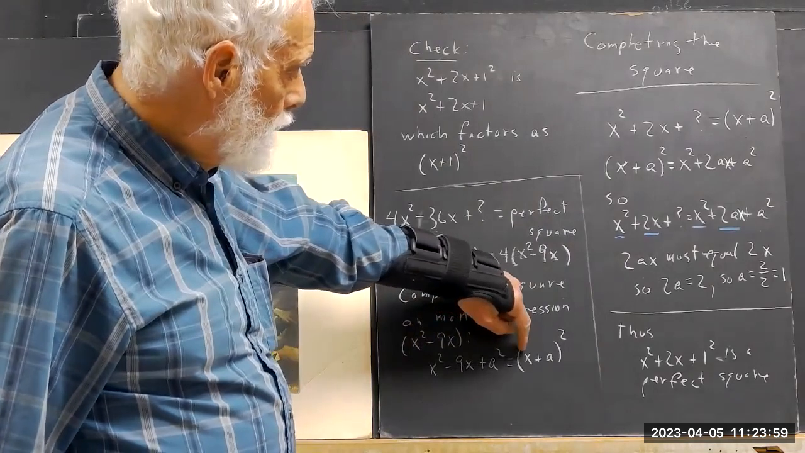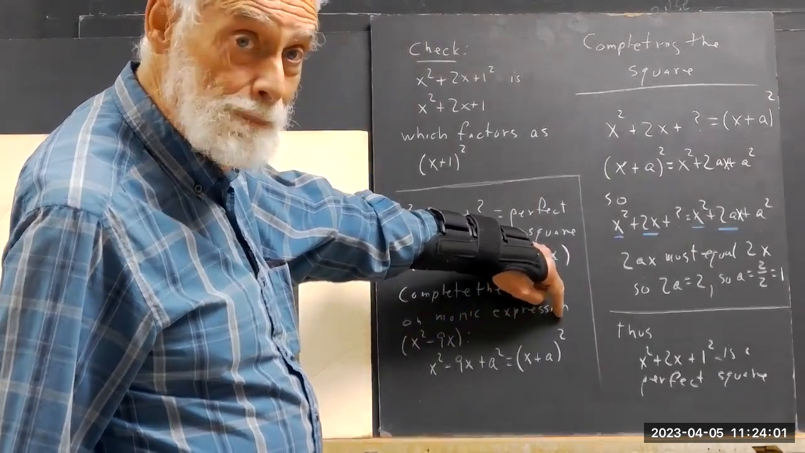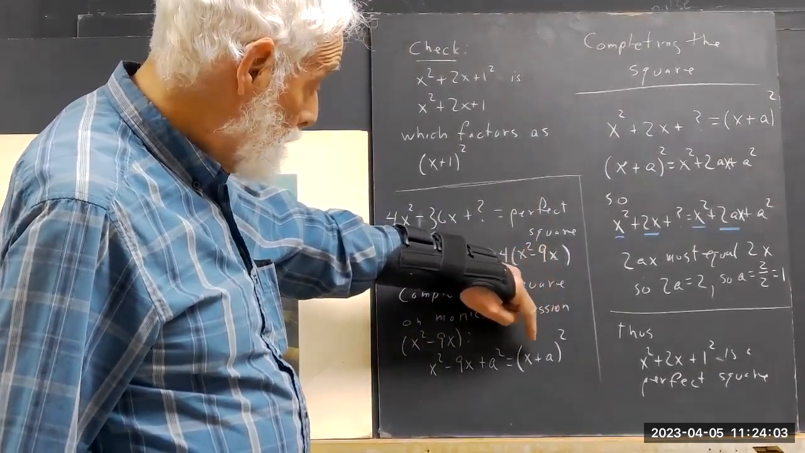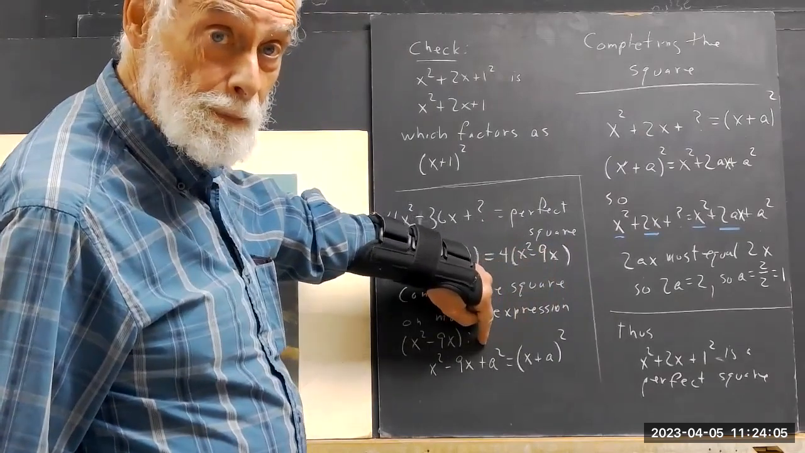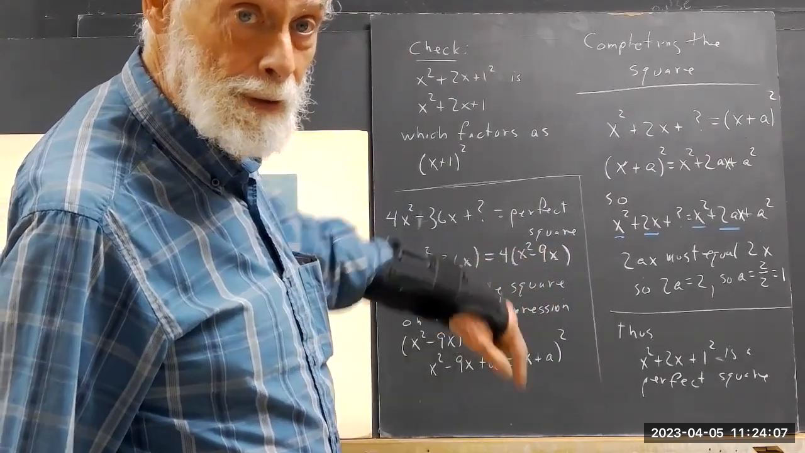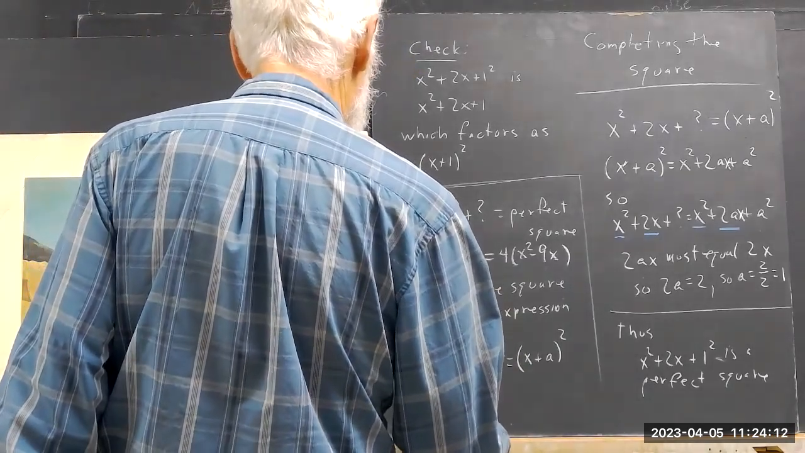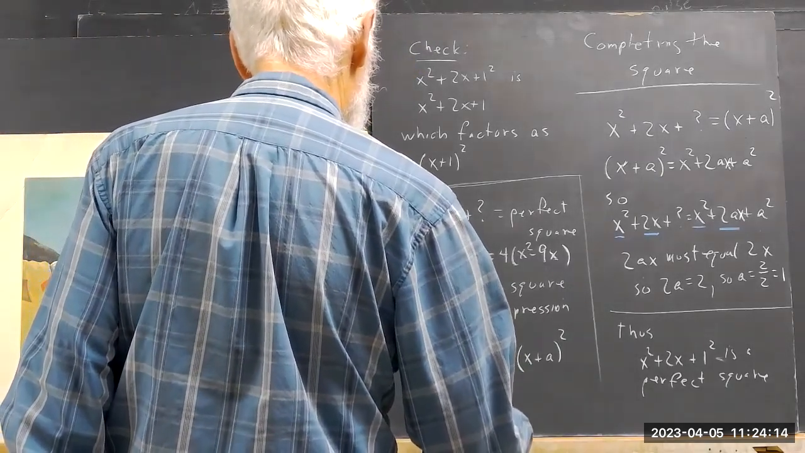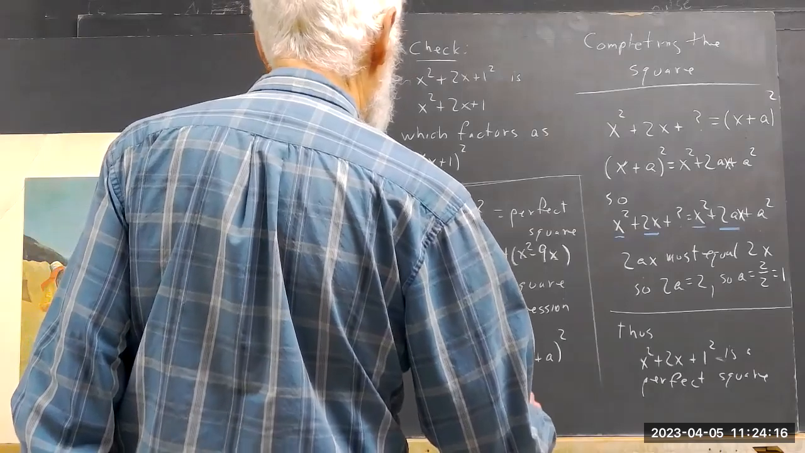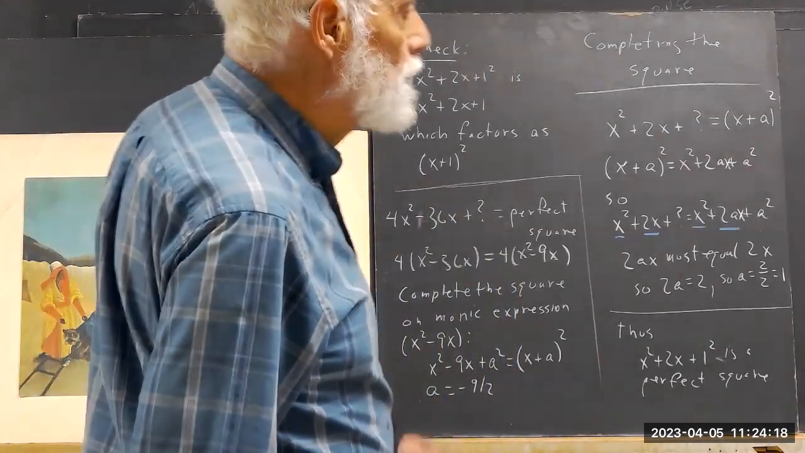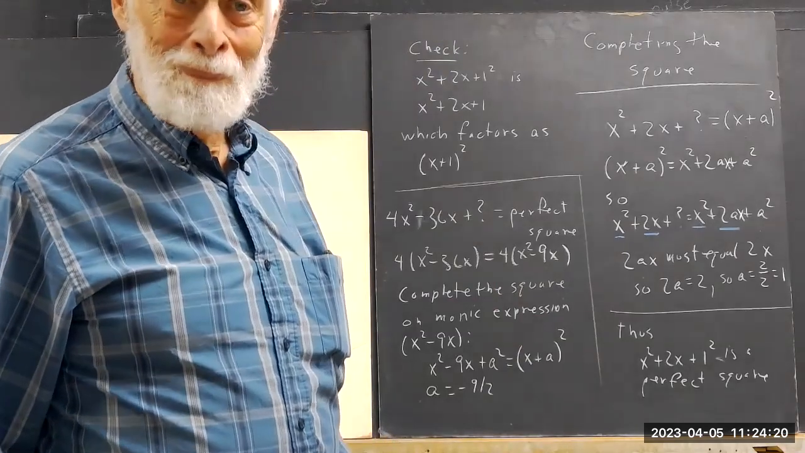Well, if this is going to be in the form x plus a squared, then we're going to have an a squared here. We just have to determine what a is. And we know how to do that. We can do it by memorizing the rules, which you seem to have remembered.